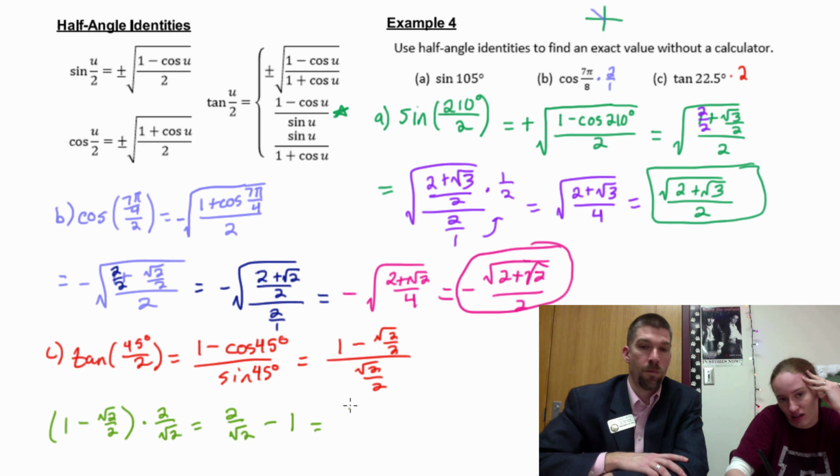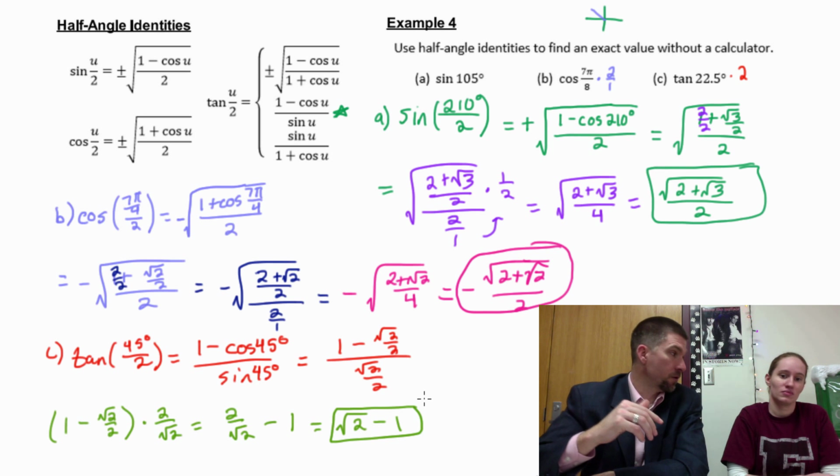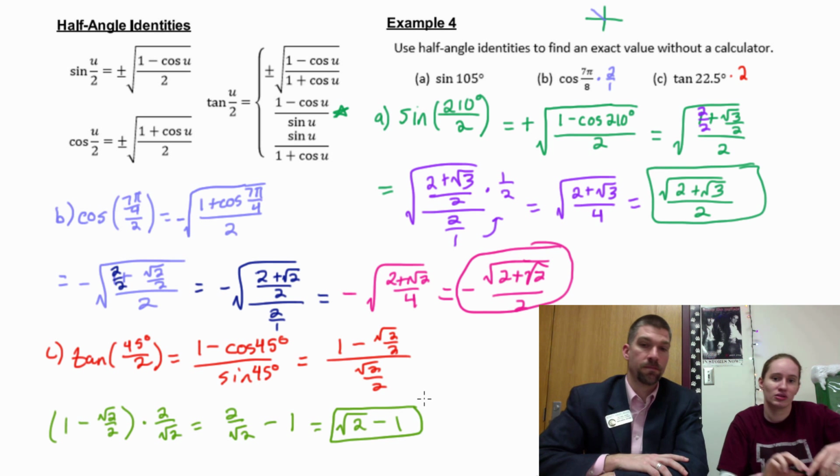So if you wanted to rationalize this now, you would have 2 square roots of 2 over 2, which is square root of 2. That's a pretty good answer. So you could stop there, or you could stop at 2 over radical 2 minus 1. That's a safe place to stop as well.